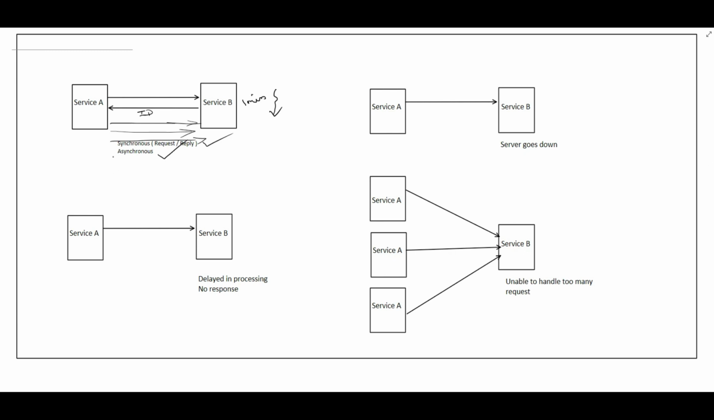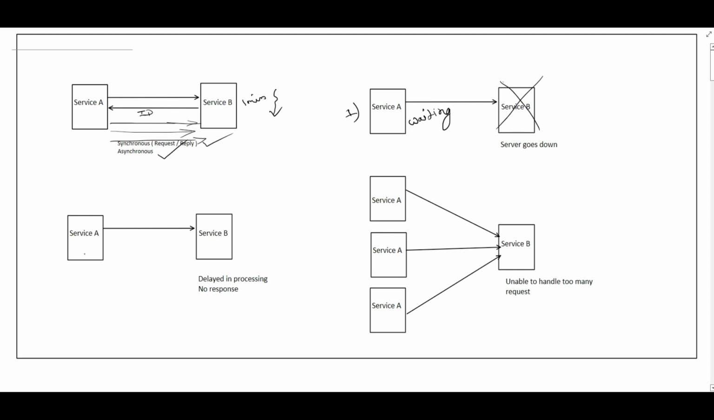But let's talk about another scenario here. Suppose service A calls service B and service B goes down, and service A doesn't know what happened to that particular request, and it is in a waiting state, right? It doesn't know. So even if you do REST in a synchronous way, you won't get an ID back, right? And even if you do it in a synchronous way, you are holding a thread and waiting for the response from service B, but you are not getting any response. So this is the first problem.